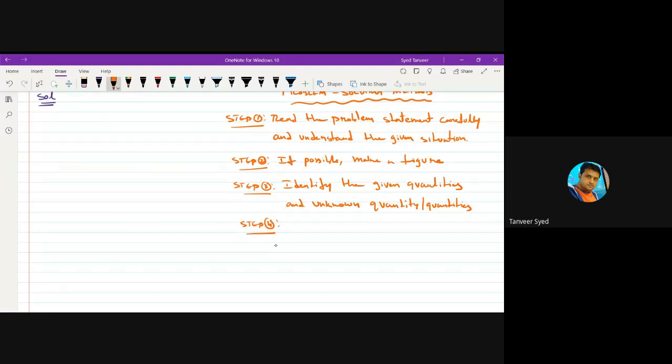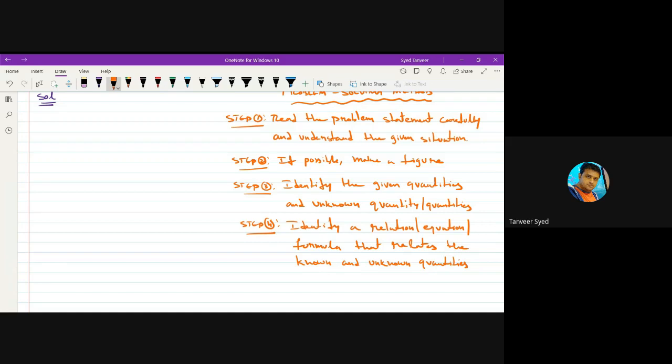Then step 4 is to identify a relation or equation or formula that relates the known and unknown quantities. This step is very important, and this is step number 4.